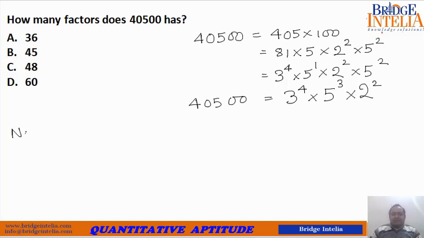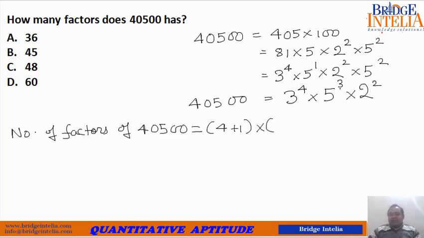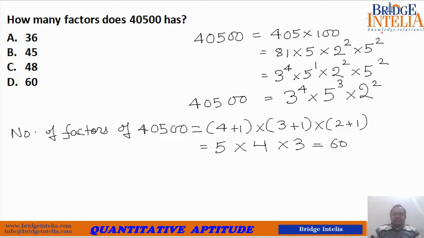So the number of factors of 40500 will be equal to what? Look at the powers and add 1 to each. So 4 plus 1, multiplied by, the power here is 3, so 3 plus 1, multiplied by, the power here is 2, so 2 plus 1. The final answer is 5 into 4 into 3, which is equal to 60. Total of 60 factors.